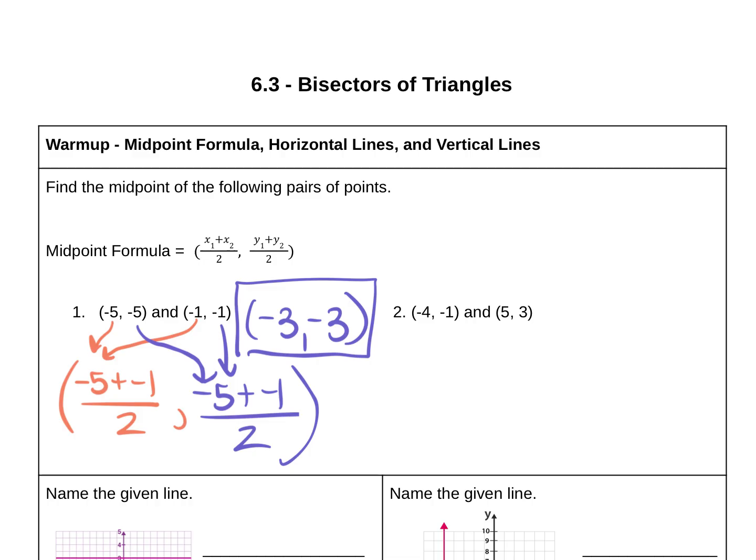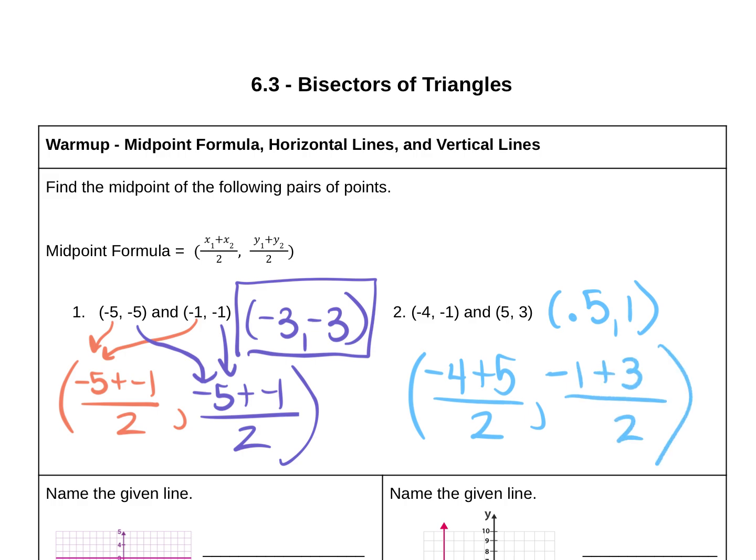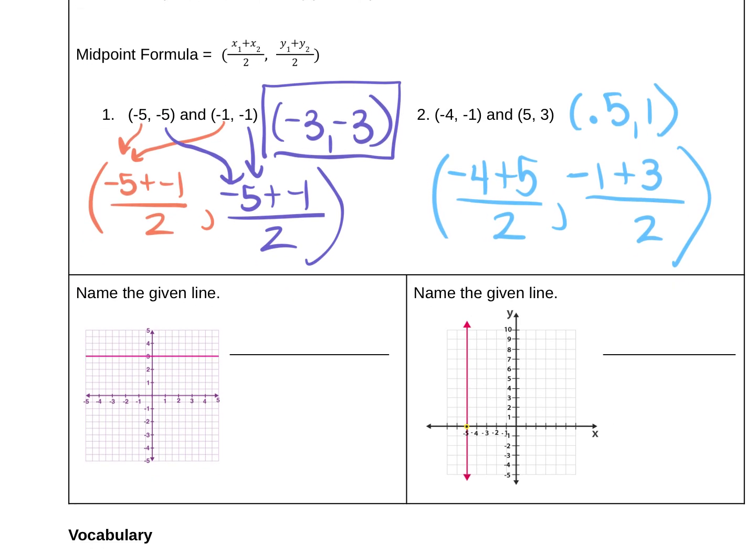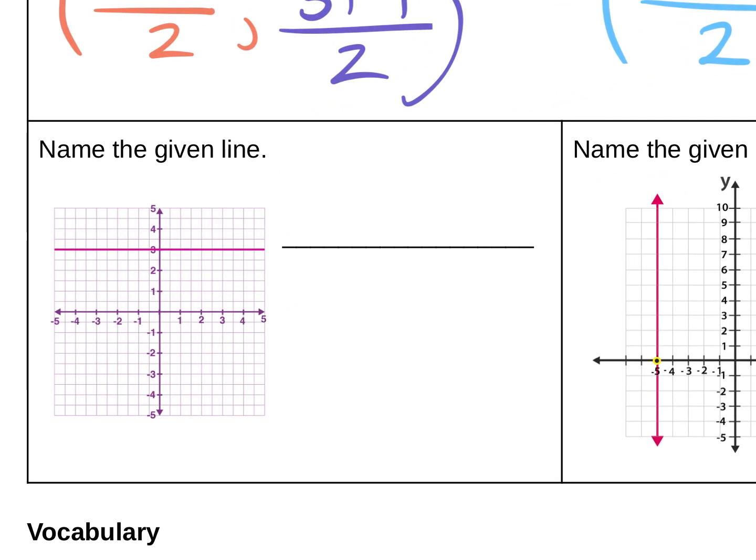All right, so then, what about number 2? Who's got number 2? Donald? 0.5. That's right, 0.5 and 1 is correct. So we would add the x values and divide by 2, and then we would add the y values and divide by 2. So today, we just learned about perpendicular and angle bisectors, right? Today we're applying that to triangles, and we're going to give you new vocab terms for them.